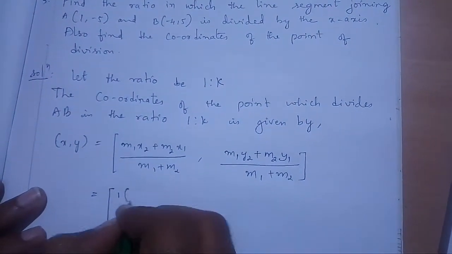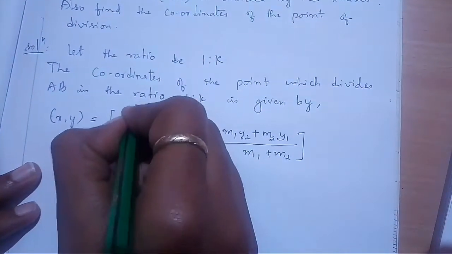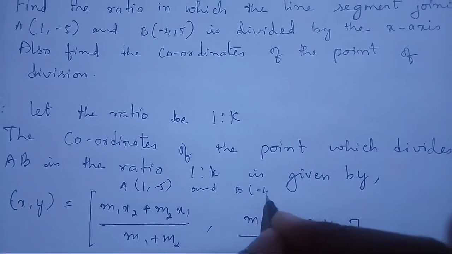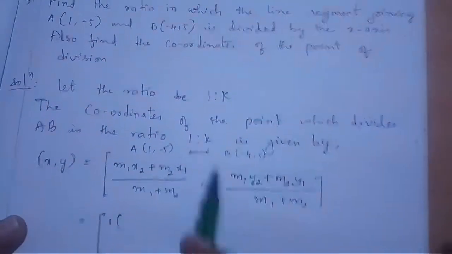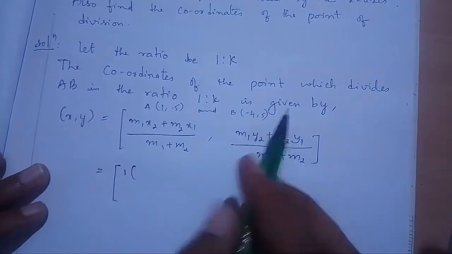m1 is 1, x2 is the given point. Write down here A(1, -5) and B(-4, 5). Okay, this you have to write. This point will be x1 and y1. This point will be x2 and y2.